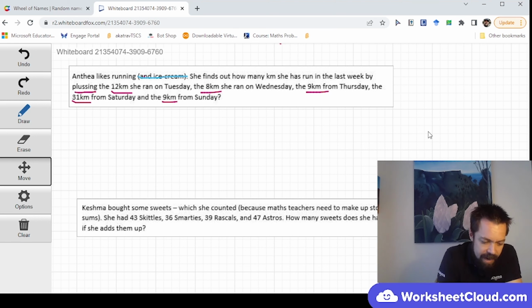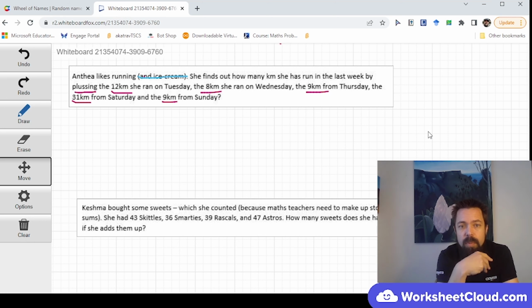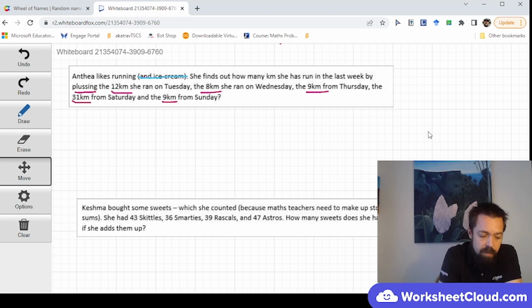Okay, so we're looking at a number sentence, or a word problem. That's the words I'm looking for, a word problem. So when we get a word problem, we need three things. Start with a number sentence, then you've got your workings out, and then you've got an answer sentence. And an answer sentence for a word problem must be in words. You've got teachers that are quite strict about that. Sometimes they'll take marks away just for not writing the words, even if you got the right answer. So we're going to start with our number sentence. So we've got 12 kilometers plus 8 plus 9 plus 31 plus 9 equals.